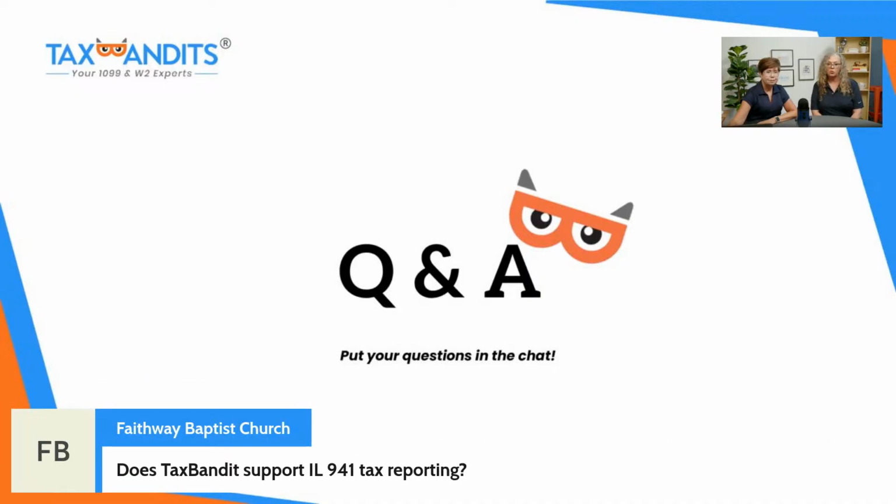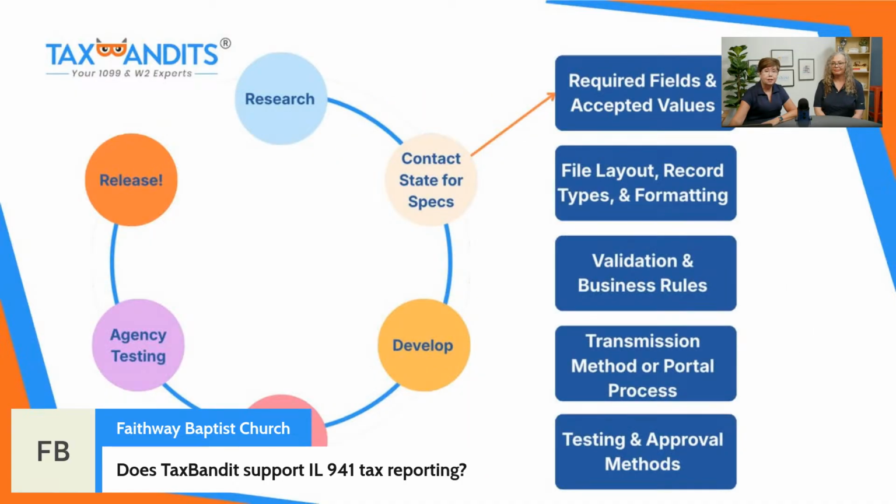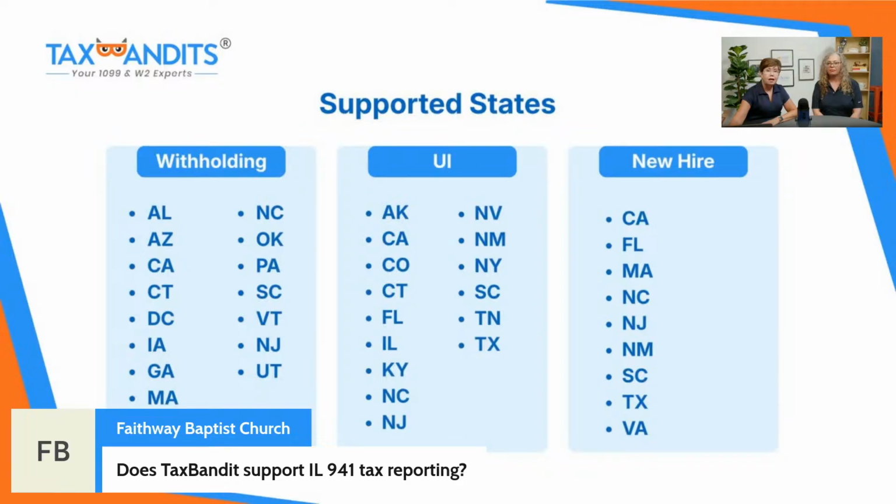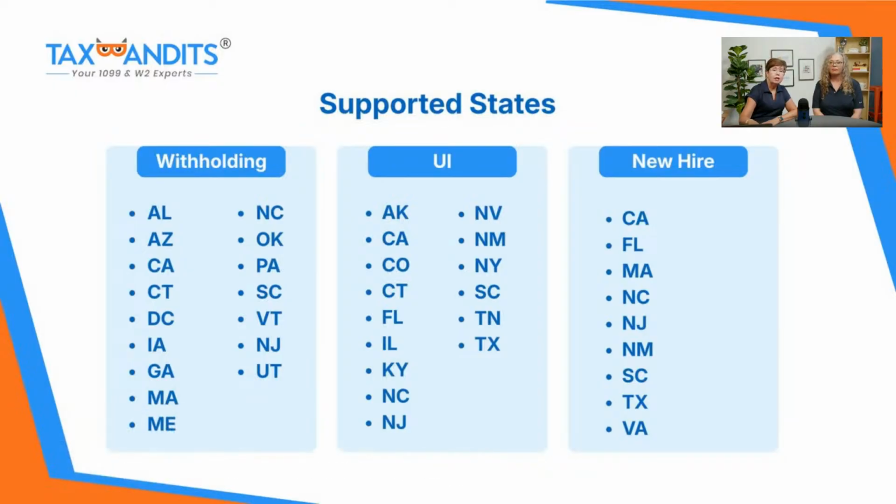Does TaxBandits support Illinois 941 tax reporting? Well, let's just go back through these slides and see if they're on our list. Currently, we do not support Illinois. Our goal is to have all 50 states available by the end of the year. And as you can see, we're making progress, but at this time, we do the Illinois unemployment, but not the Illinois withholding.